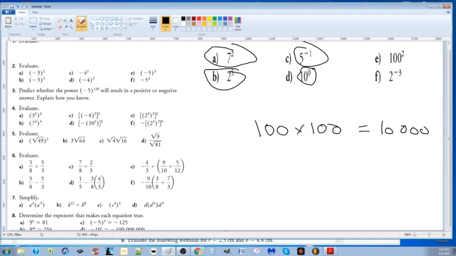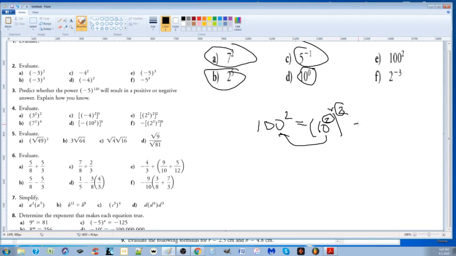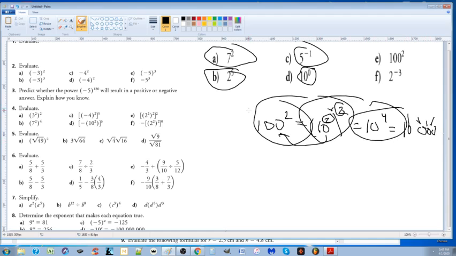4 zeros, 10,000. Number of zeros 2, number of zeros 2, number of zeros 4. Great. By the way, you can also say 100 squared is the same as 10 squared, which is the 100, all squared. Now I know my rule of exponent to an exponent. I multiply that. It's the same as 10 to the 4, which also is 10,000. 4 zeros. Same thing, same result, same rules.